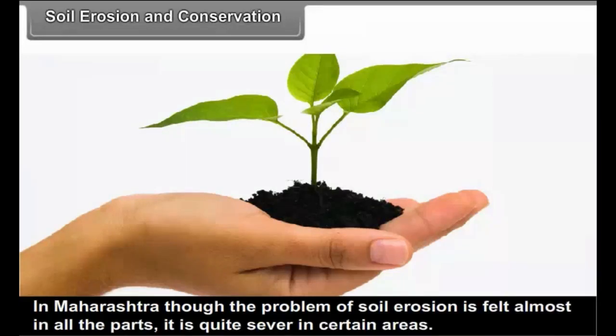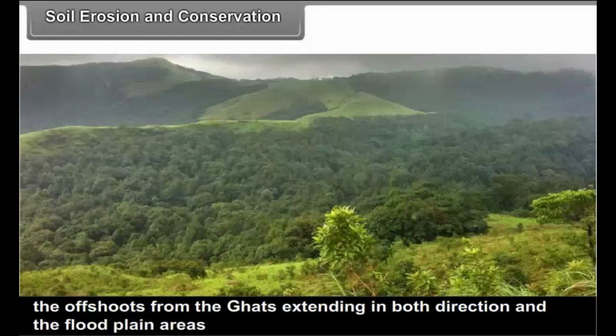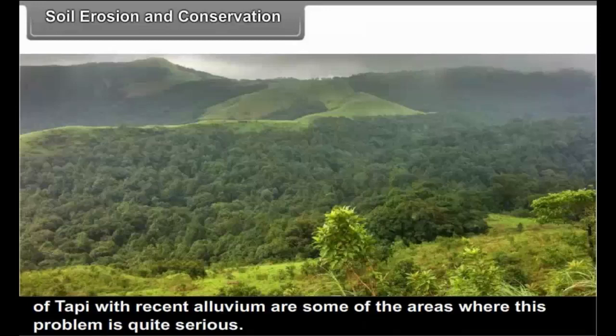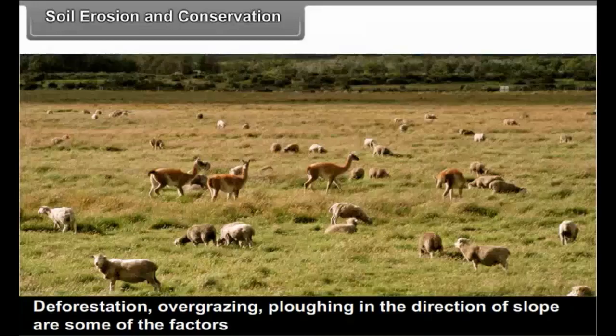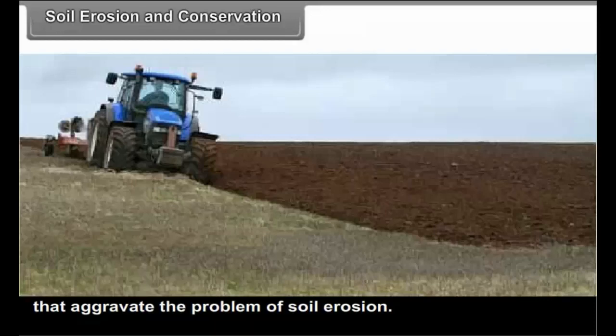In Maharashtra, though the problem of soil erosion is felt almost in all the parts, it is quite severe in certain areas. In the Western Ghats region, with heavy rainfall and steep slopes, the offshoots of the Ghats extending in both directions, and the floodplain areas of Tapi with recent alluvium are some of the areas where this problem is quite serious. Deforestation, overgrazing, ploughing in the direction of slope are some of the factors that aggravate the problem of soil erosion.